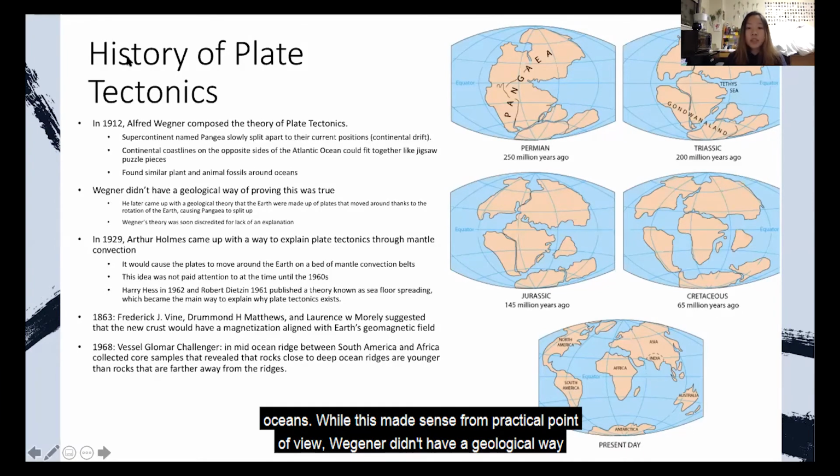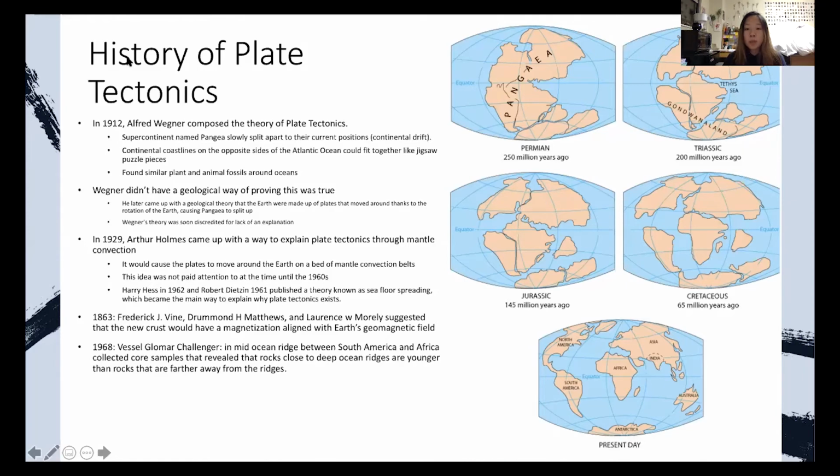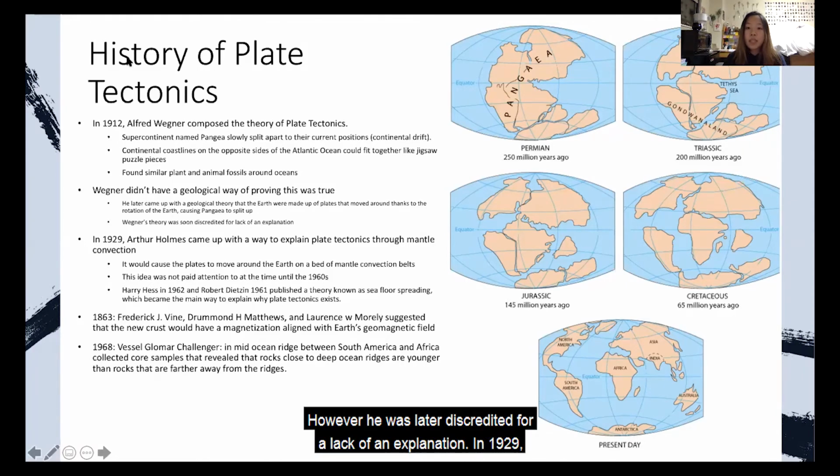While this made sense from a practical point of view, Wegener didn't have a geological way to prove this was true. After looking at various pieces of evidence such as fossil patterns and mountains, he came up with a geological theory that the Earth was made up of plates that moved around, thanks to the rotation of the Earth, which caused Pangaea to split up. However, he was later discredited for a lack of an explanation.